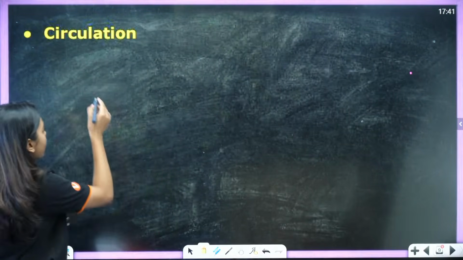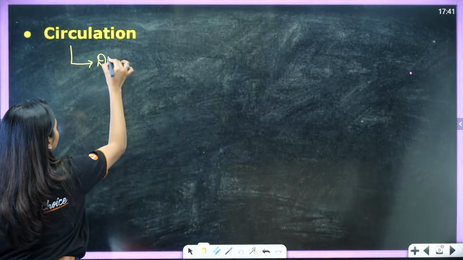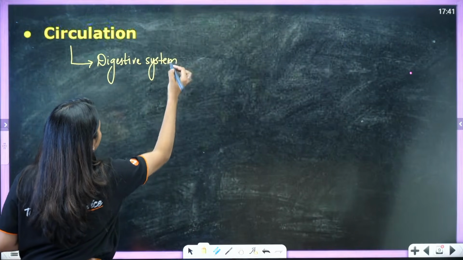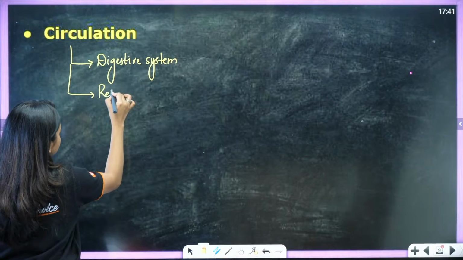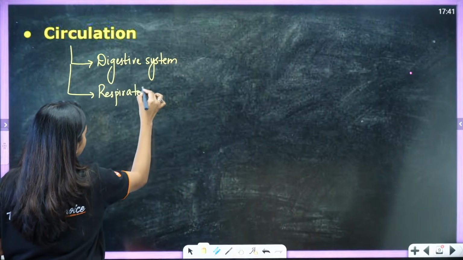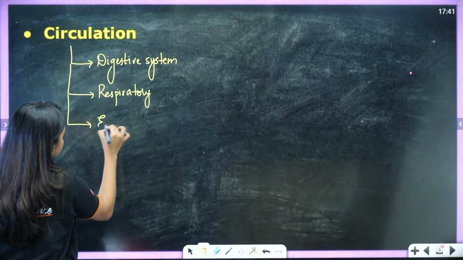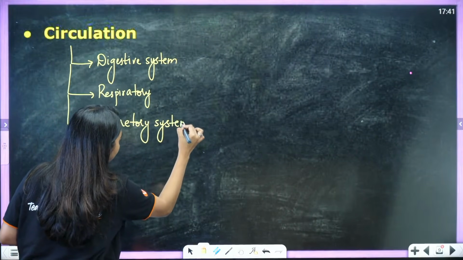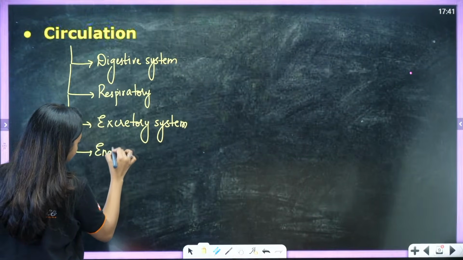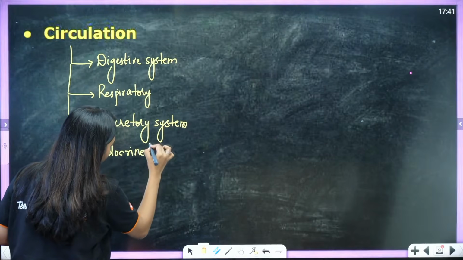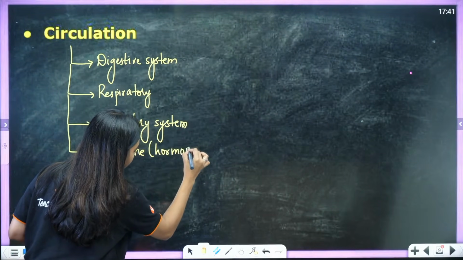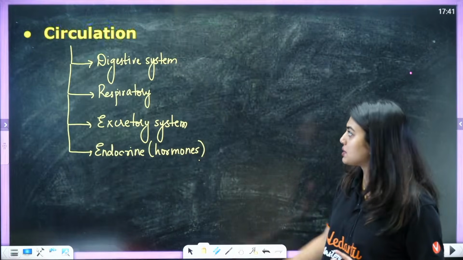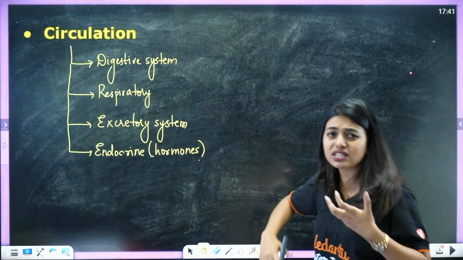They are helping all other systems, like your digestive system. They are helping your respiratory system for exchange of gases. They are helping the excretory system. They are also helping in control and coordination, especially for your endocrine system. They are doing the job of the hormones, to make the hormones reach the specific target. So it's not just transportation. They transport and help all the systems like digestive, respiratory, excretory and endocrine systems. They help in all of them.